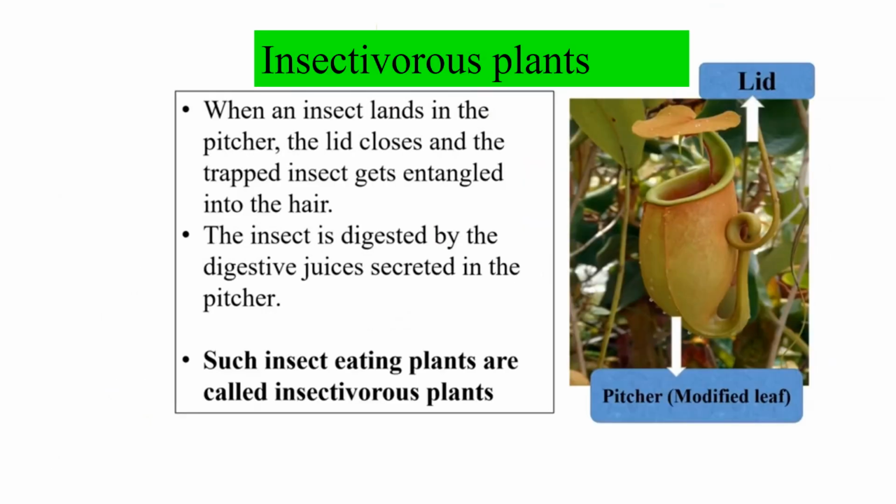Now comes insectivorous plants. Here the modified leaf is pitcher-like, and it has a lid. When an insect lands in the pitcher, the lid closes and the trapped insect gets entangled in the hair present inside the pitcher, and the insect is digested by the digestive juices secreted in the pitcher. Such insect-eating plants are called insectivorous plants. This is a very interesting picture of an insectivorous plant, the pitcher plant.